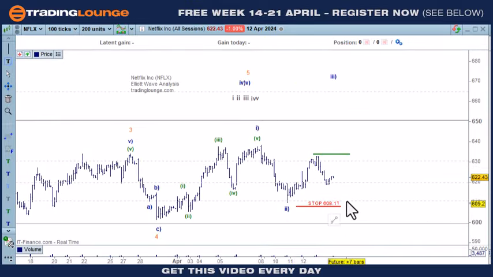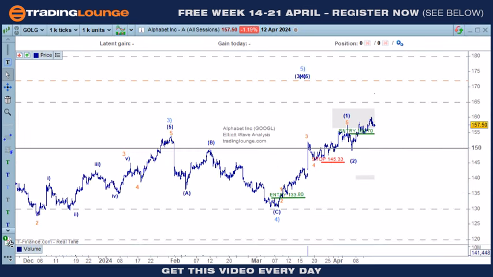And Netflix here, we're looking to take the top out here. I could look at this in a couple of different ways, but we'll just wait till it gets support or takes this top out here, and we won't be holding it that long either. So we'll see if we get triggered on this one.